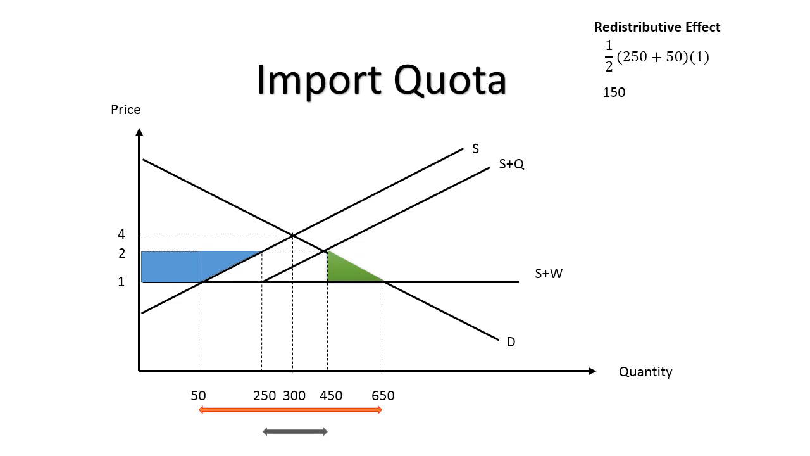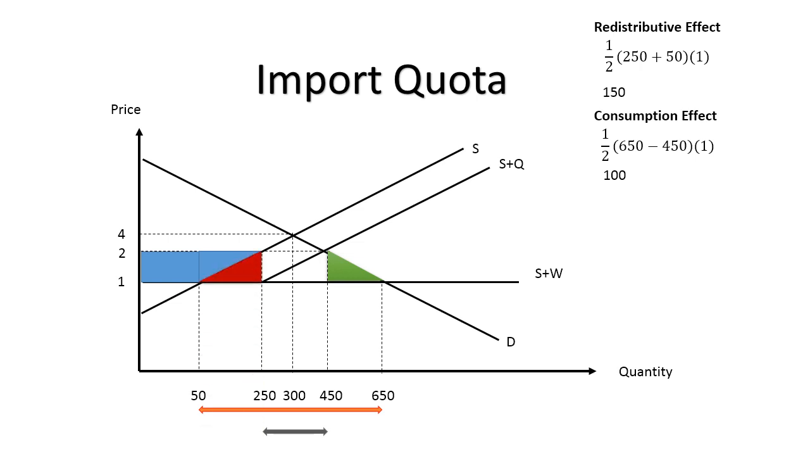Next we have to calculate our consumption effects. But before that, we have to identify which area shows the consumption effects. The consumption effect is the green area. How to calculate the consumption effects? 1/2 times 650 minus 450 times 1, so you will get your consumption effect, which is equal to 100. So 100 is the green area.